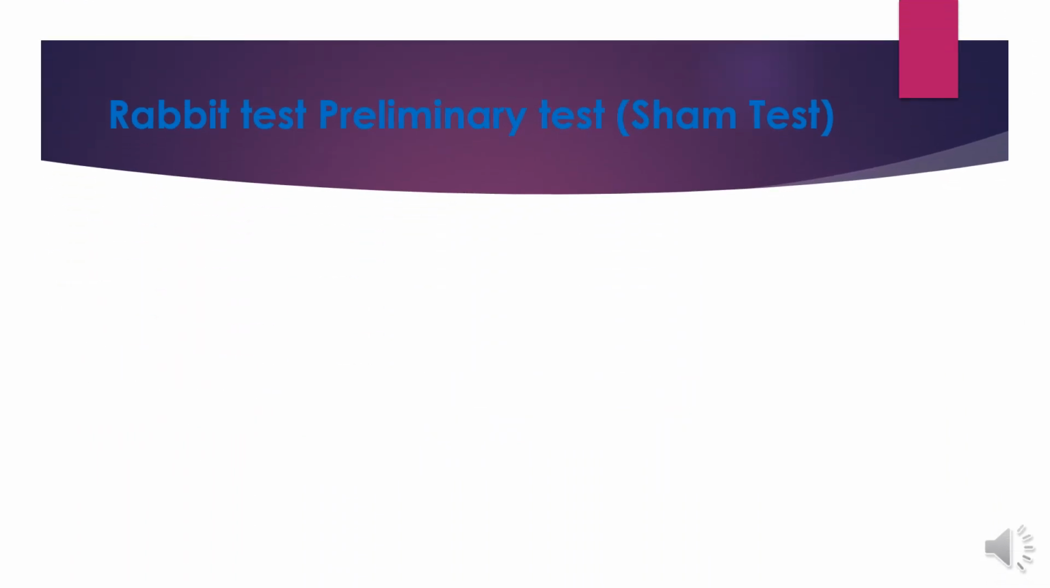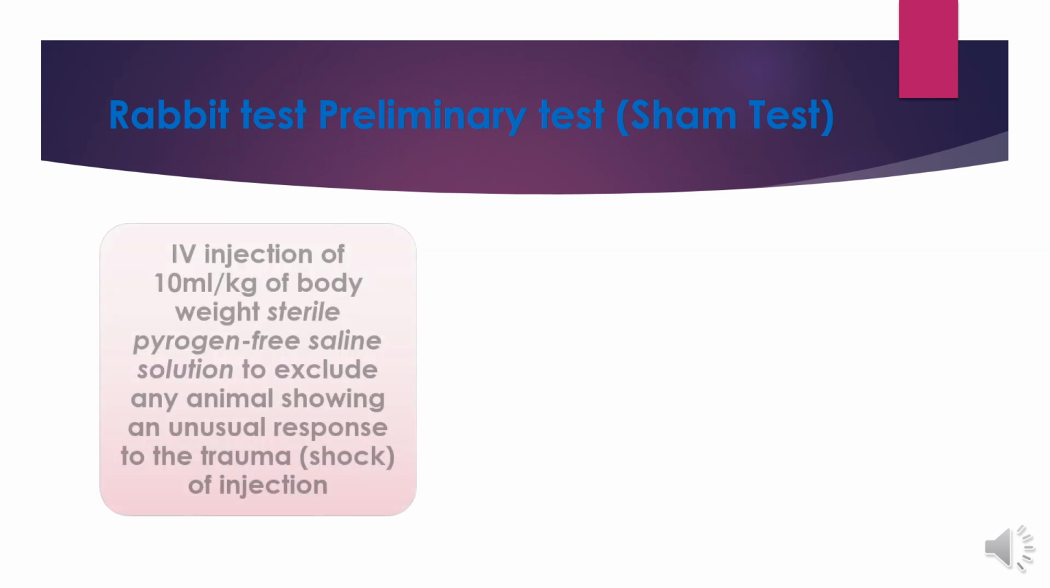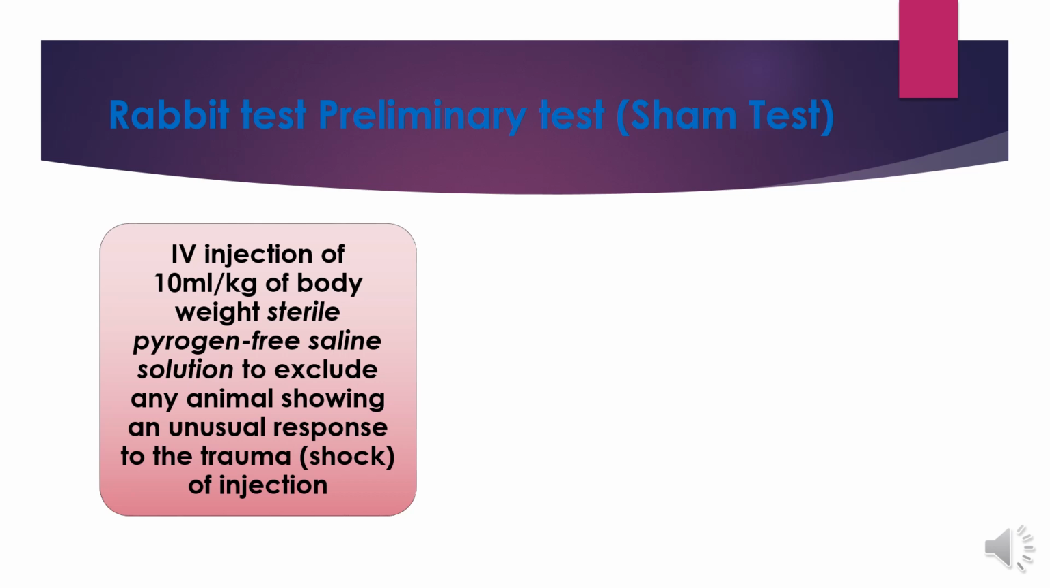Before moving to the main rabbit test for the pyrogen, a preliminary test is performed, which is called the sham test. It is performed before the main procedure for the pyrogen. Basically, it is performed by IV injection of 10 ml per kg of body weight of the rabbits, of sterile pyrogen free saline solution, to exclude any animal showing an unusual response to the trauma or shock of injection.